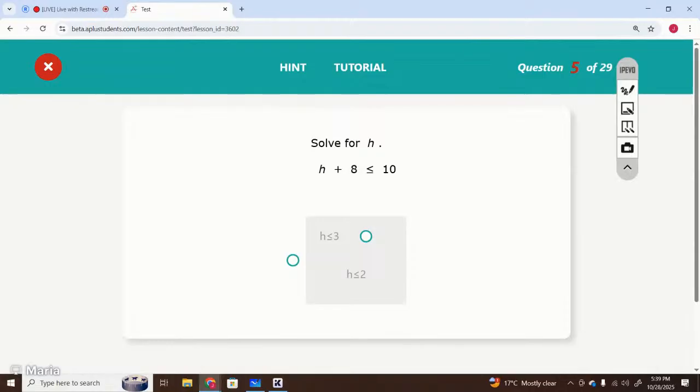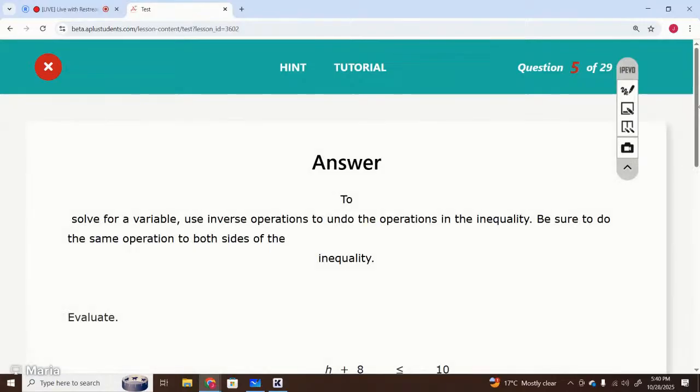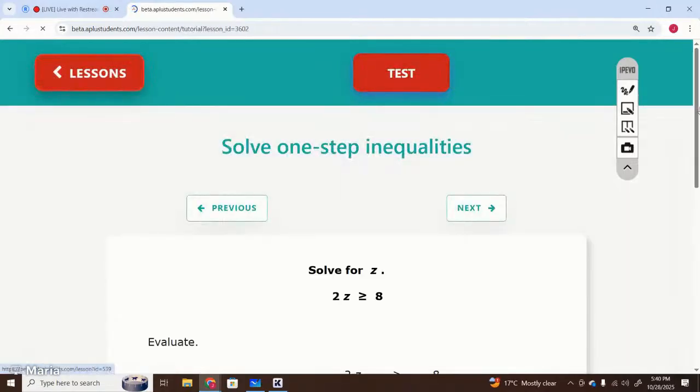h plus 8 is less than or equal to 10. So which is the correct option? h is less than or equal to 2. Okay, you can complete the lesson by yourself later today.